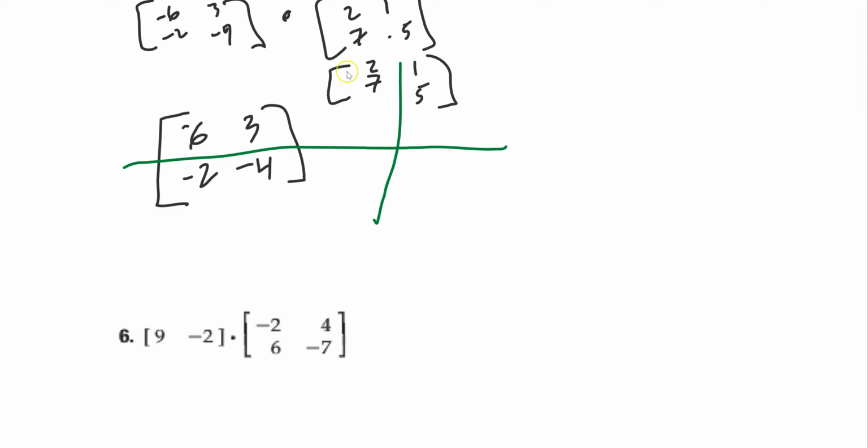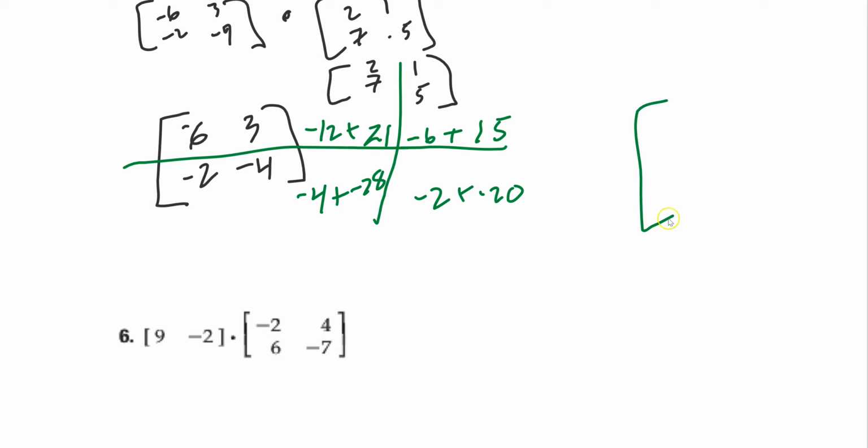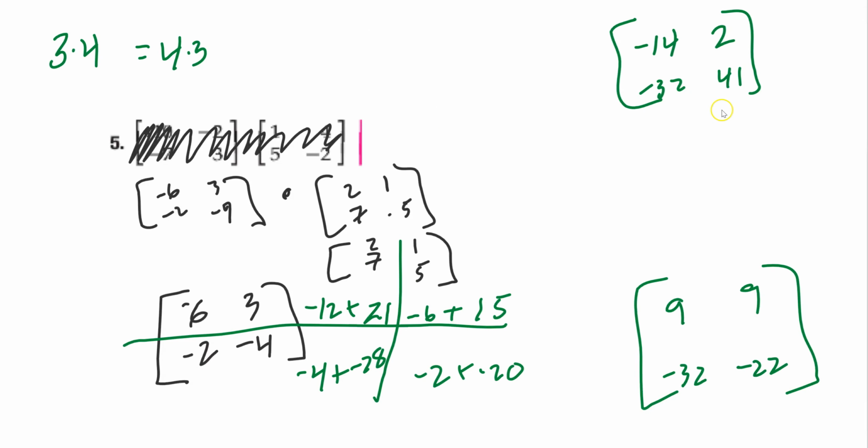So in this one right here, we're going to multiply the first two, so negative 12 plus 21. Over here, multiply the first two, negative 6, plus the second two, 15. Down there, first two, negative 2 times 2 is negative 4, plus negative 28. And the last one is negative 2 plus negative 20. In this case, I get 9, 9, negative 32, and negative 22. Very different than the one I got over there.